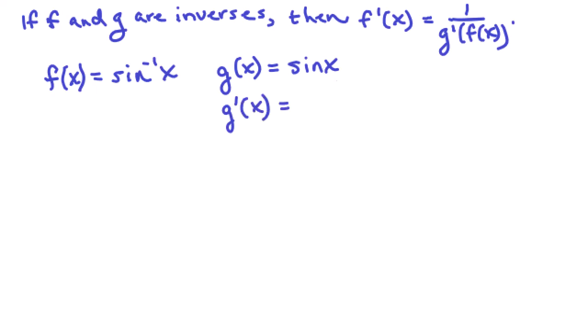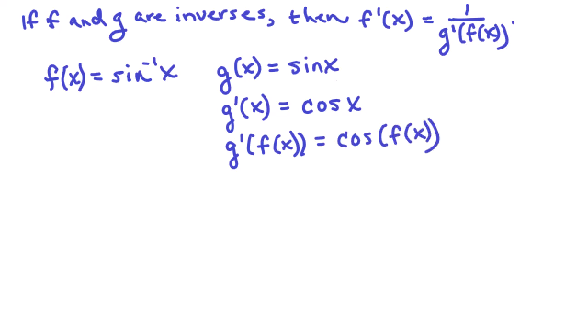The derivative of sine is cosine. But we don't want g prime of x, we want g prime of f of x. So we're going to find g prime of f of x, which will be cosine of f of x. But f of x is the inverse sine of x, so we get cosine of the inverse sine of x.